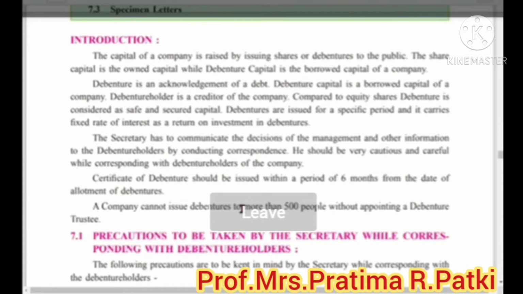Now, a company cannot issue debentures to more than 500 people, underline this, without appointing a debenture trustee. So, if the company wants to take borrowed capital from many people, more than 500 people, then the company needs to also appoint a debenture trustee. Now, a debenture trustee is a person that will help the investors and also the company if there is any dispute or conflict to settle the matter. So appointment of a debenture trustee becomes very important if there are any disputes or conflicts between the company and the investor. The investor here is our debenture holder.